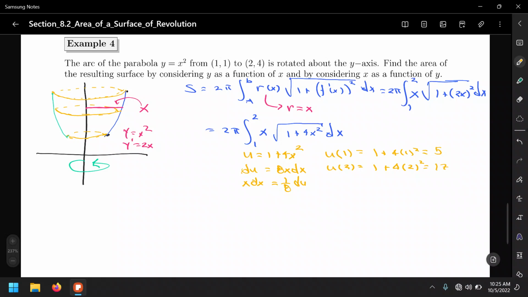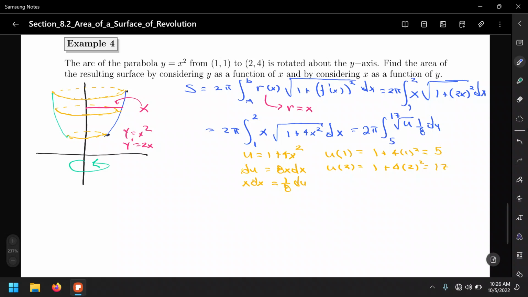Well, what are we going to have in this case? So we're going to get the following integral. Let me go back. So that's 2 pi integral from 5 to 17 of x dx, which is represented by the 1/8 du, and the radical, the square root of 1 plus 4x squared, that's going to be our square root of u.